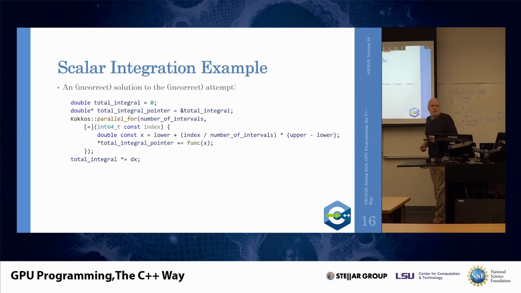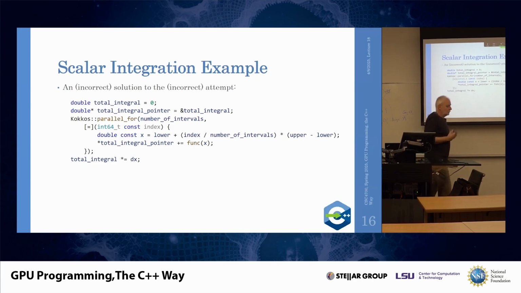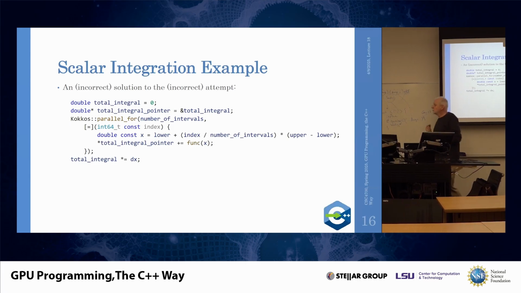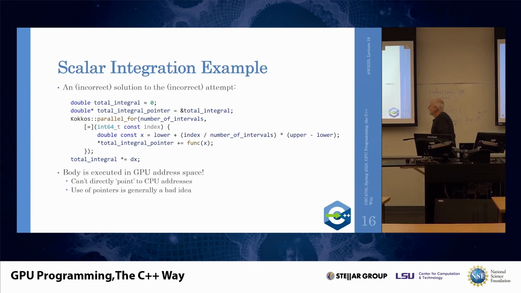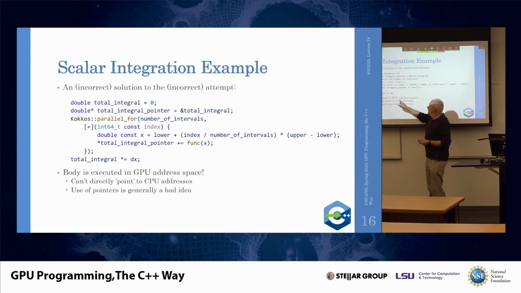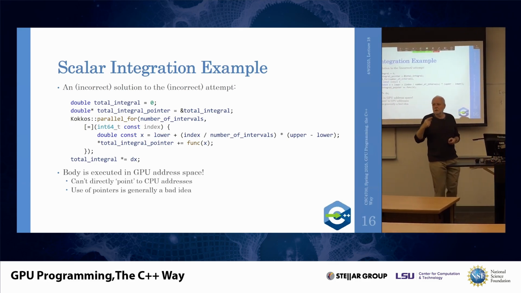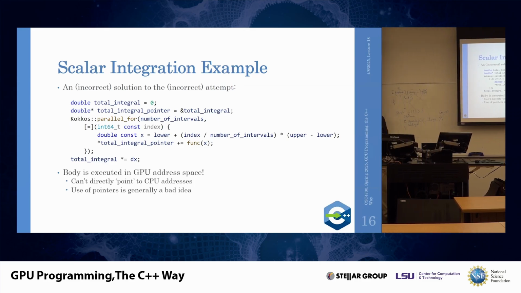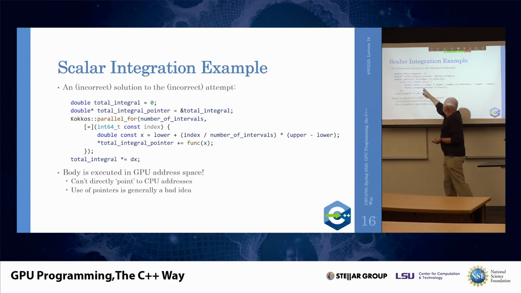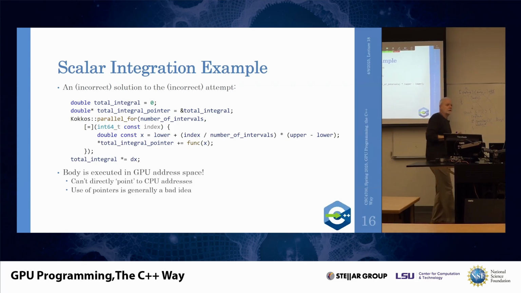Well, first, don't use pointers, right? That is the thing I'm trying to tell you almost every lecture. So this is the wrong way to do things. But there's another problem, which is much more subtle. And that problem is that the body is running in GPU address space. So that pointer, the integral pointer, refers to the CPU address space. So there's no way the GPU can access that memory. So this will not work because this will dereference to something the GPU doesn't know anything about. It's an address that is not defined in the GPU context.